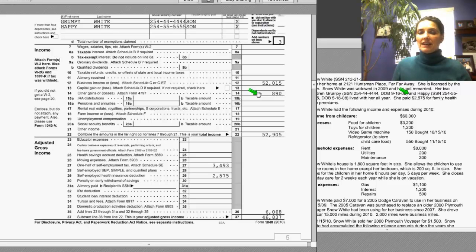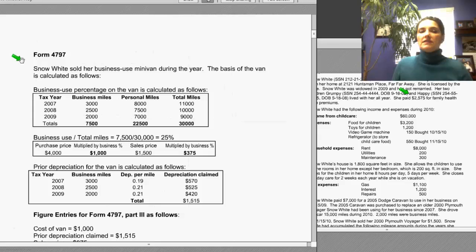And how did that number get calculated? Where did it come from? Well, remember I told you Snow White sold her minivan? Let's take a look at those computations. To figure the sale of the minivan, or to report the sale of the minivan, we need to complete Form 4797 for Snow White. And before we complete that form, I wanted to show you how we get the numbers that we're going to enter on the form.